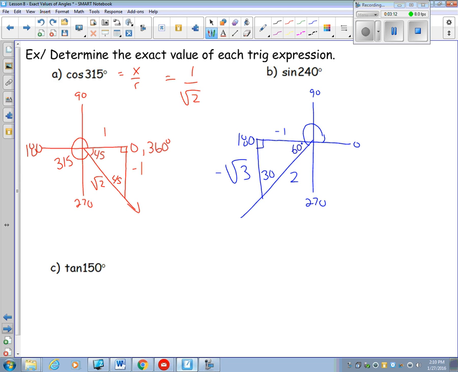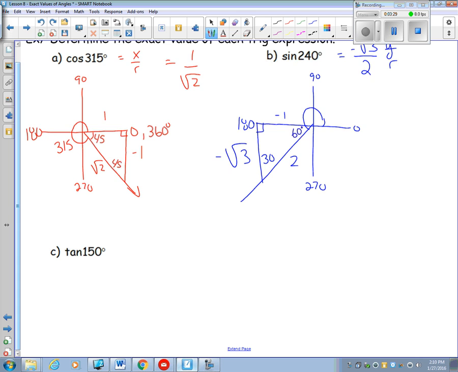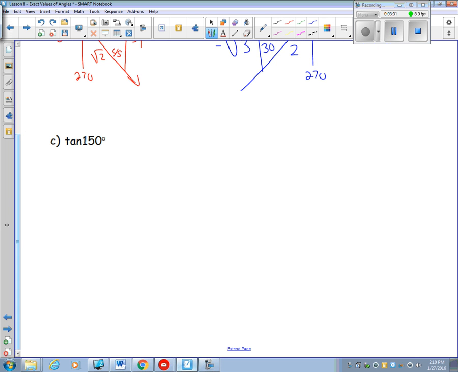Okay. Sine ratio is y over r. From our diagram, the y value is negative root 3, and the r value is 2. So the sine of 240 is negative root 3 over 2. And if you want to give the last one a try, that would be a good time to do that. Tan of 150.